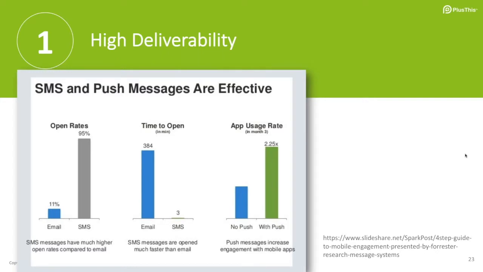But basically, you all know that SMS is a lot more effective at getting opened in your business, and also the time to open is super small compared to email. So here you can see open rates are 95%, email is 11%. Then time to open was about 384 minutes for email, and then SMS is about 3 minutes, or yeah, that might even be seconds. It's so much faster for SMS. And we have the slides here from where this is coming from if you need to see the sources and everything.